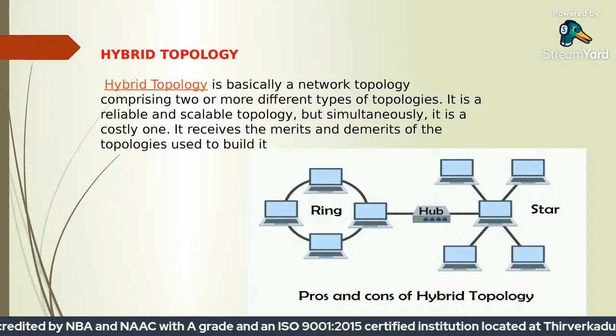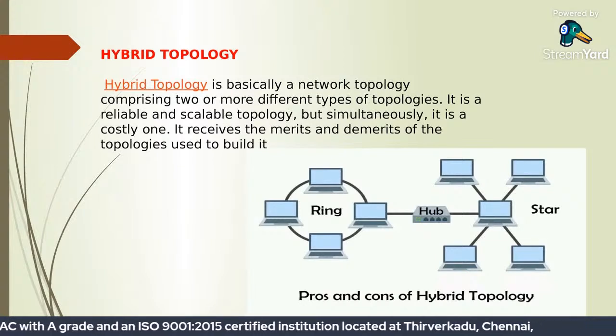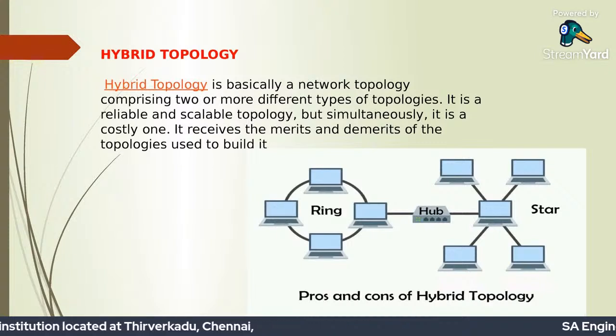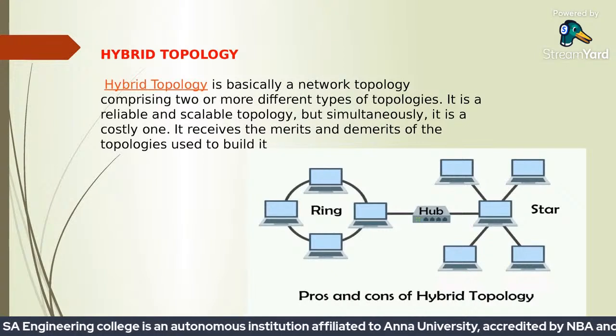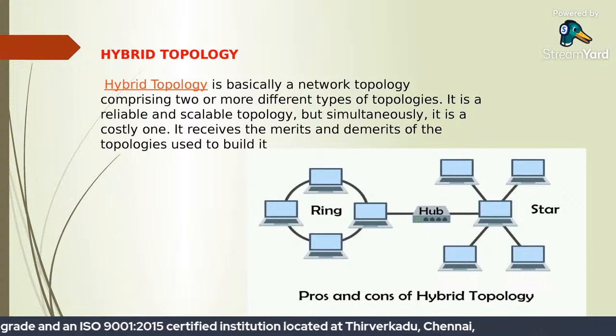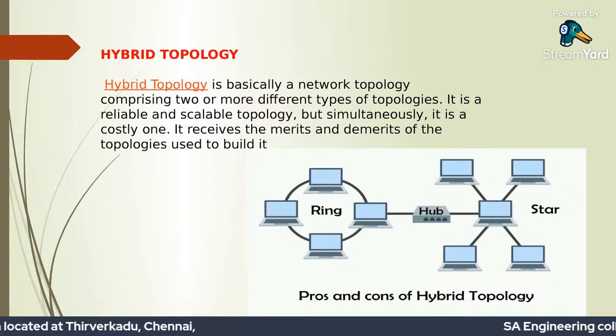Next, hybrid topology. When two or more different types of topology are connected with intermediate network devices, it is called a hybrid topology. Here in the image we can see a ring topology and a star topology, and these two topologies are connected by using a hub, through which the data from the ring topology will be moved to the star topology with the help of a hub.